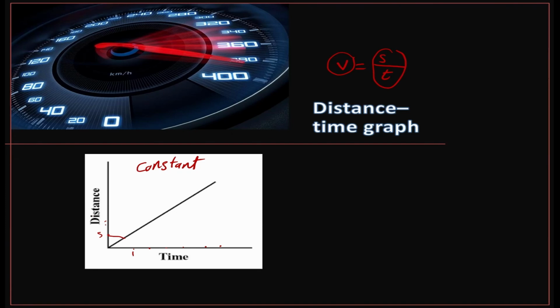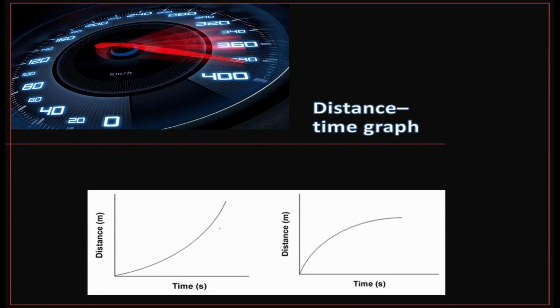So this graph, as long as, again, we have here a straight line between the distance and time, this means the object is moving at a constant speed because this is a straight line. So this graph represents here a constant speed. Understood? Good. What if the line is no longer a straight line, like here?